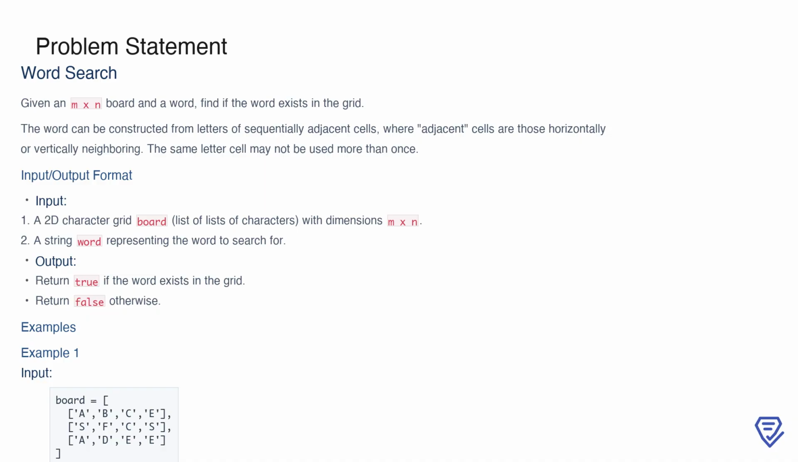Adjacent cells are those that are directly next to each other, either horizontally or vertically. It's important to note that a single cell cannot be used more than once when constructing the word. For the input format, you'll receive the board as a list of lists of characters, and the word as a string. The output should be either true if it's possible to form the word, or false otherwise. Let's explore this further with examples.